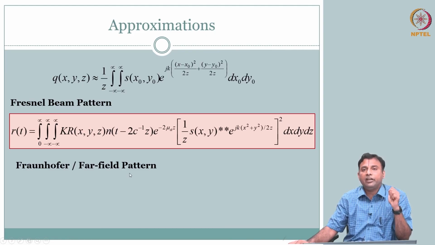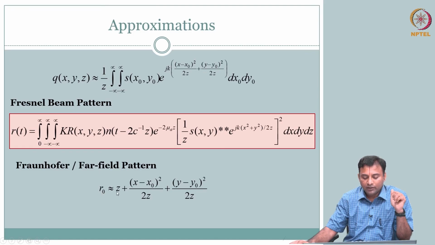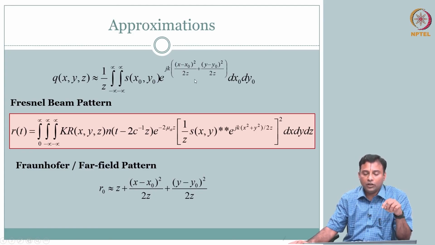Fraunhofer or far field pattern, what does that mean? Same thing, we will have to make, see the phase term, we made one approximation. Can we approximate or write that expansion we wrote some other way? So we started with r naught, z plus this term. Can we expand this? So this is what we had. We had this r naught minus z, so this went out and we were left with this term in Fresnel. So now we go back to the same square root we had. We would like to expand this further.